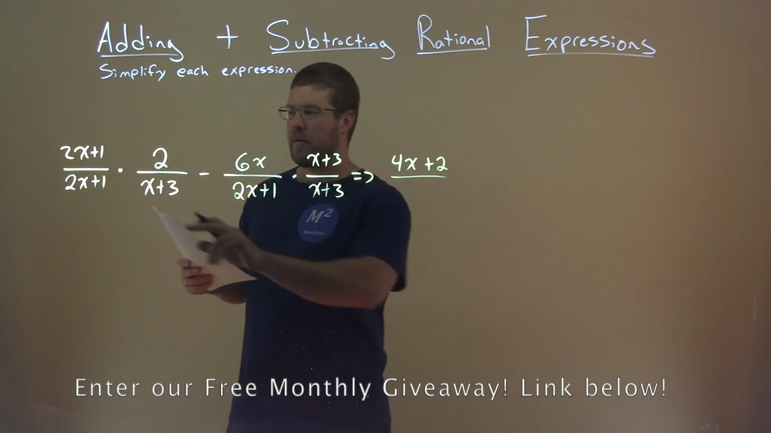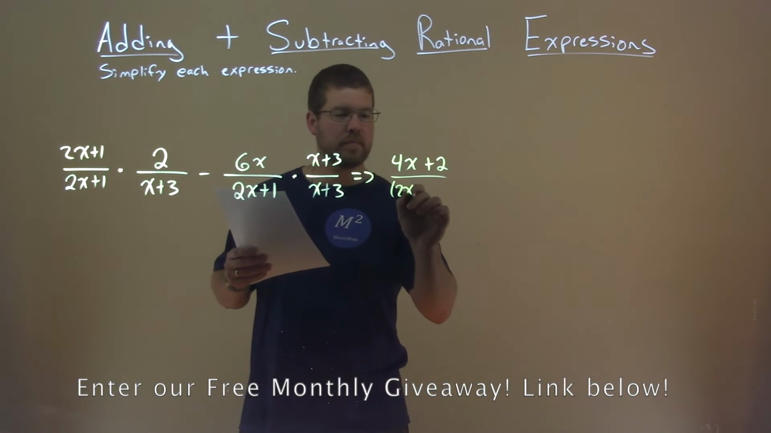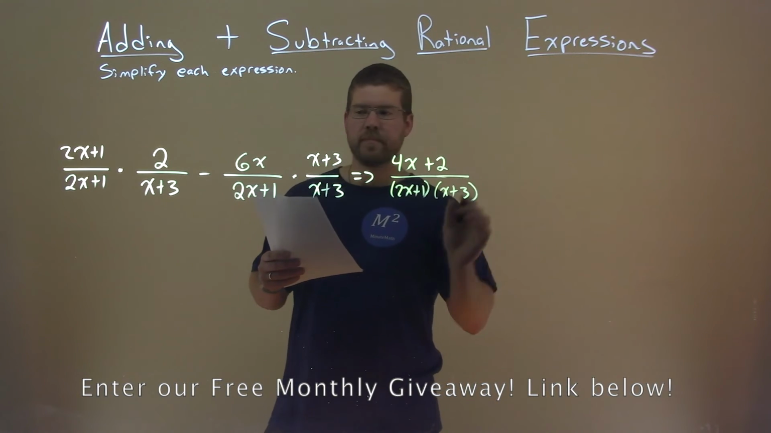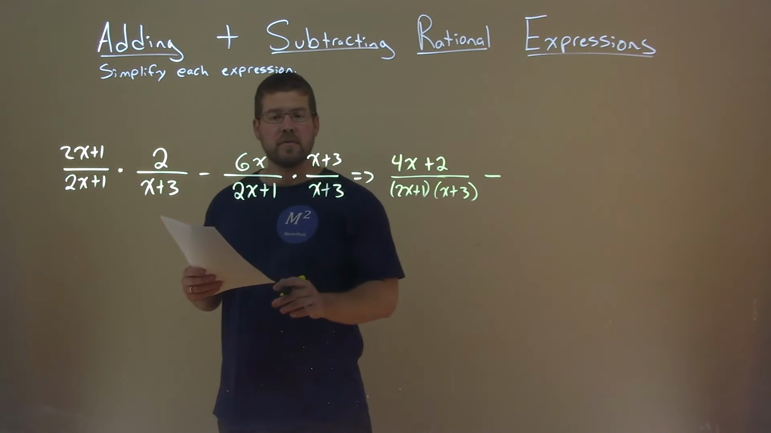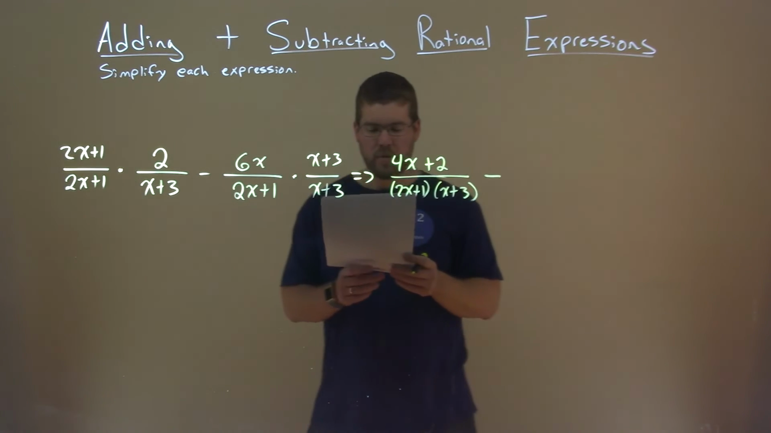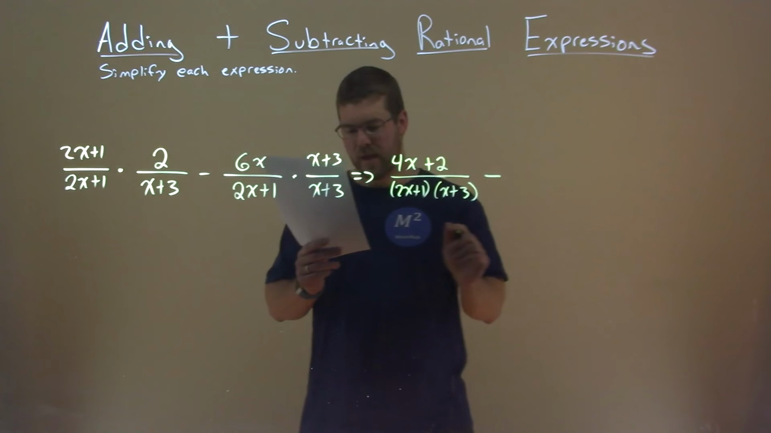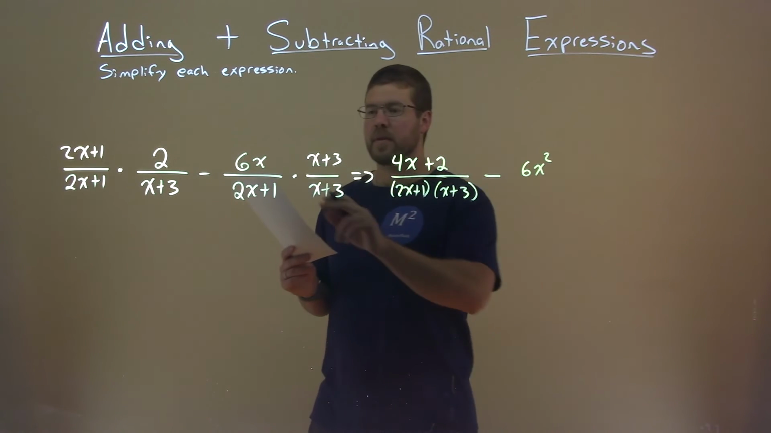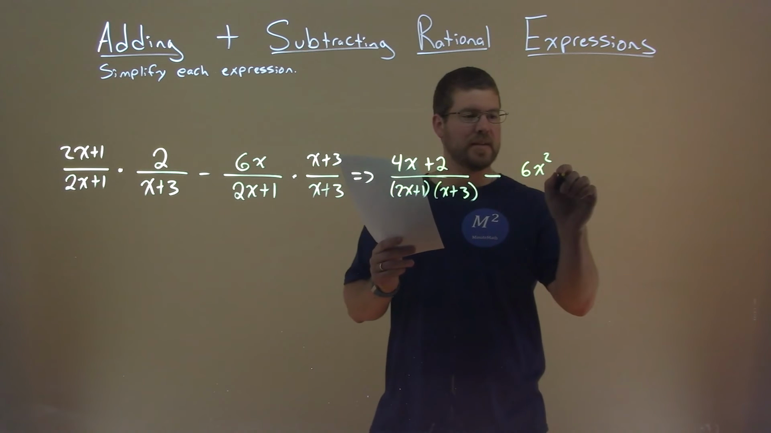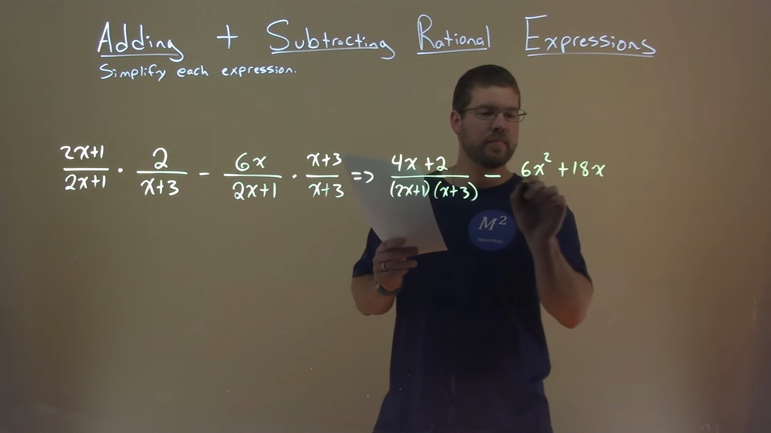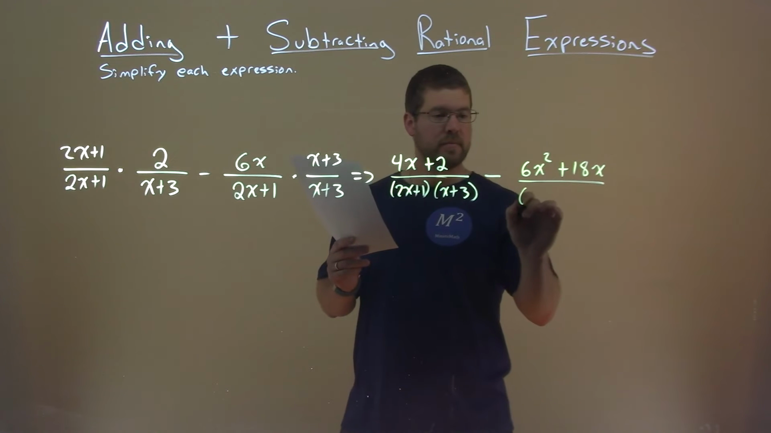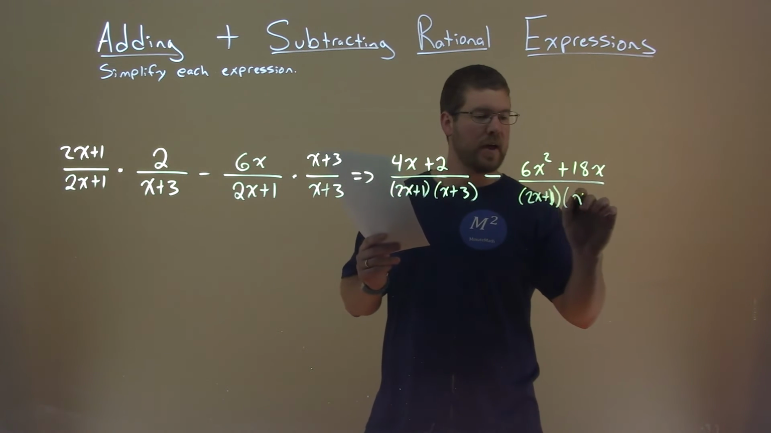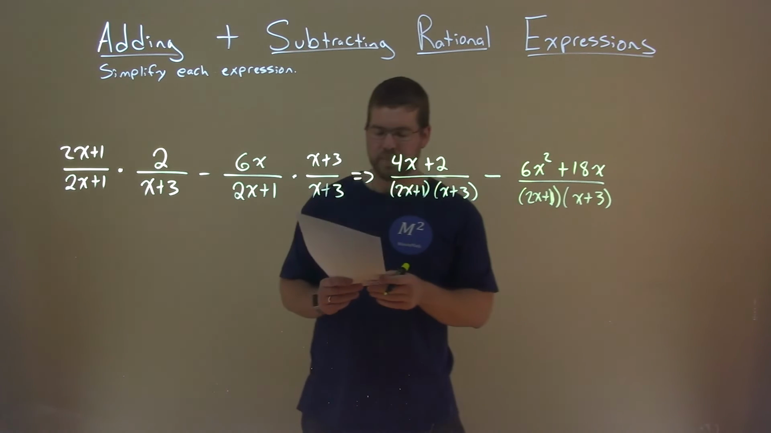And our denominator now is 2x plus 1 times x plus 3. Now we're subtracting, and let's do the same thing. Distribute the 6x to both parts, multiply it out. 6x times x is 6x squared. 6x times 3 is 18x. And that's over our denominator, which is 2x plus 1, that's a 1, times x plus 3.